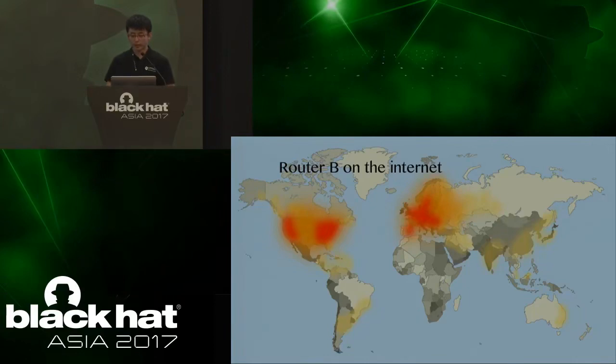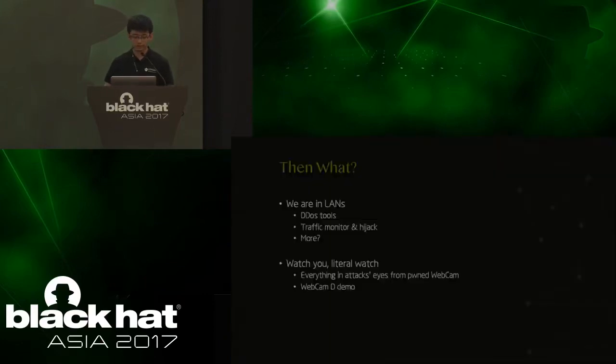According to our raw data, there are more than 46,000 of router B exposed on the internet, which can be directly controlled by attackers. The picture is the distribution map of the vulnerable routers. Obviously, the situation is not good. Singapore is also affected. What can we do next?